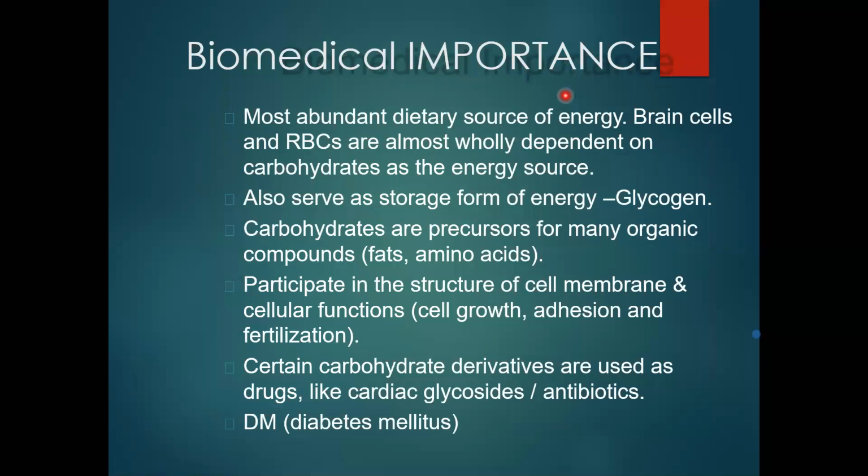Some of the importance of carbohydrate. It is the most abundant dietary source, and it is one of the most important sources required by brain and RBC. These two parts of our body are entirely dependent on carbohydrate for their energy because they can't take energy from fat or proteins. It also acts as a storage form of energy, which is glycogen in humans, whereas it is starch in the case of plants.